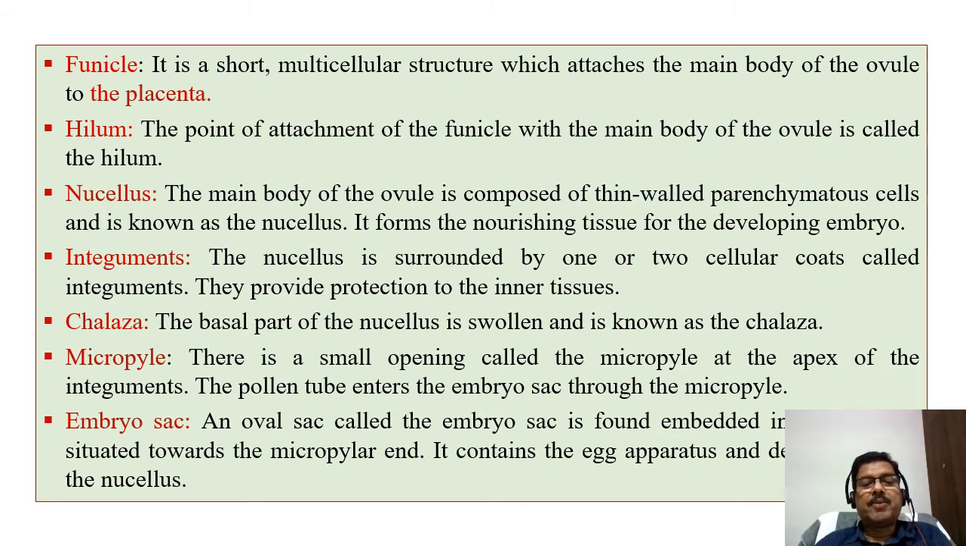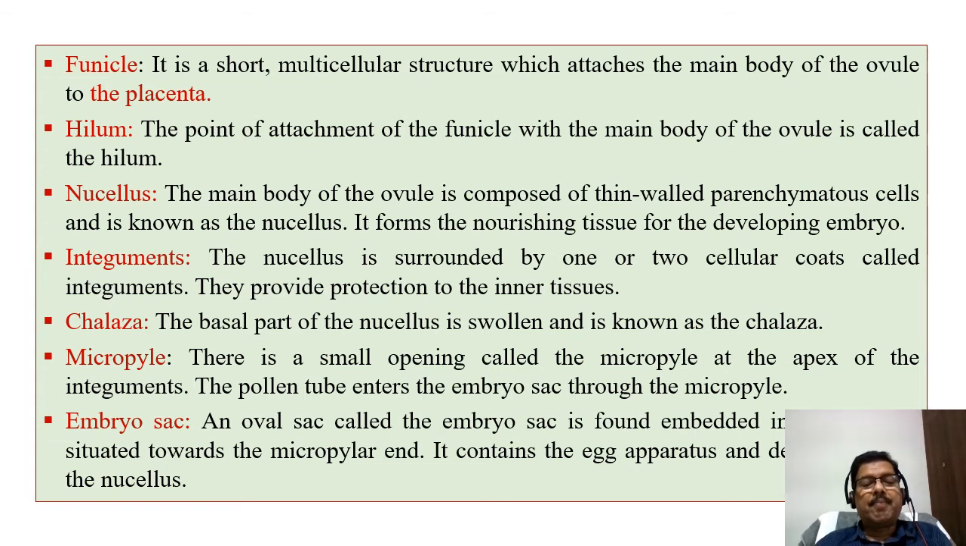Then integuments. The nucellus is surrounded by one or two cellular coats called integuments. They provide protection to the inner tissues. Chalaza: the basal part of the nucellus is swollen and is known as chalaza. Micropyle: there is a small opening called the micropyle at the apex of the integuments. The pollen tube enters the embryo sac through the micropyle.